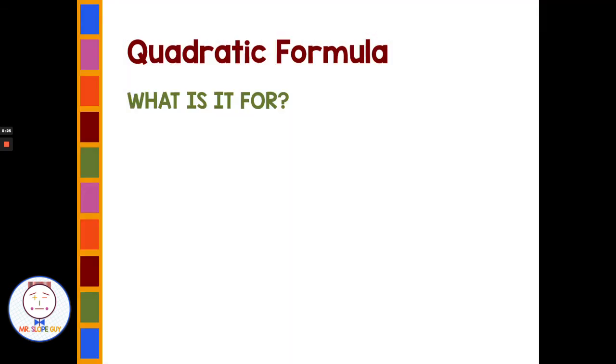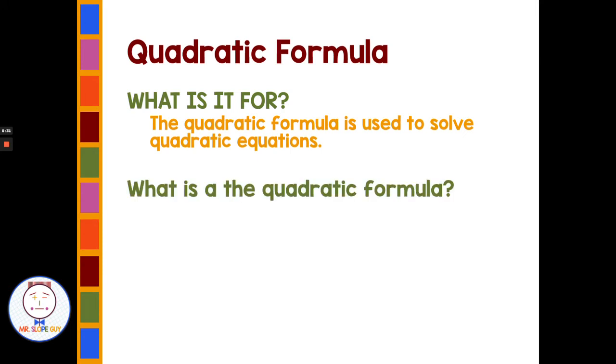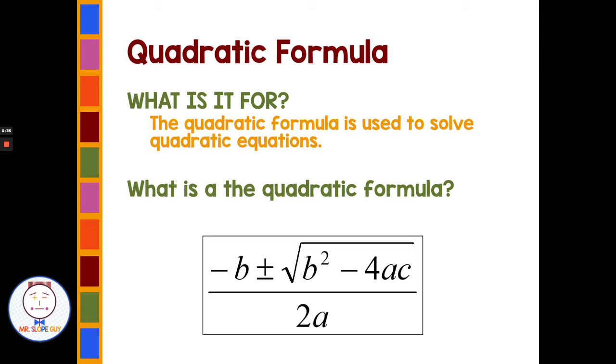So what is the quadratic formula and what is it used for? Well, the quadratic formula is used to solve quadratic equations. And what is the quadratic formula? It is x equals negative b plus or minus the square root of b squared minus 4ac over 2a.